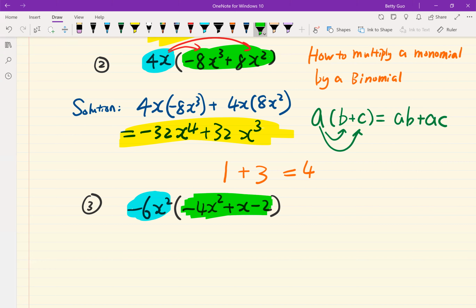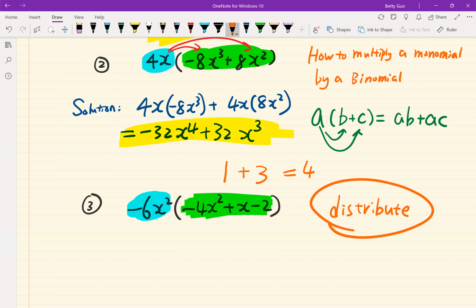So let me give you the method. You are going to distribute here. You are going to multiply the blue monomial by all three terms in the green. I'll give you a couple minutes. Could you please work on that? The monomial outside the parentheses multiplies each single term in the parentheses. So you should have three terms in the expansion.